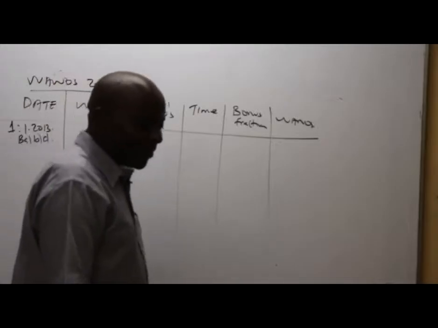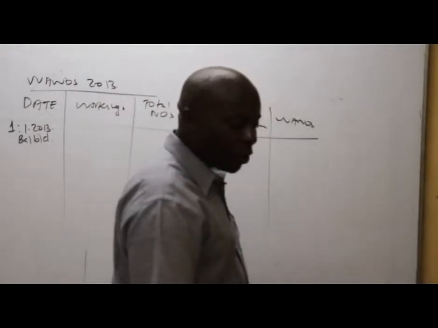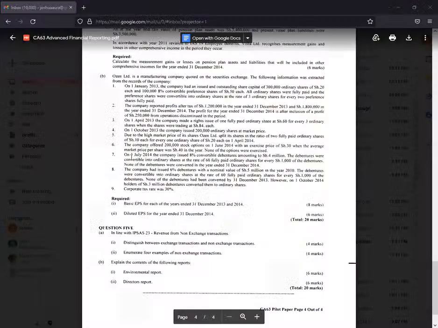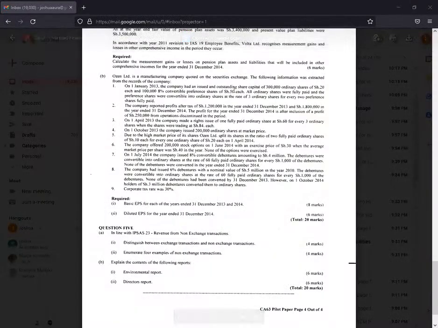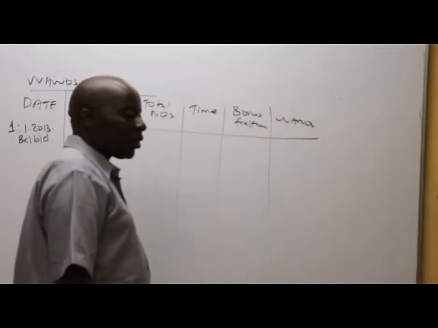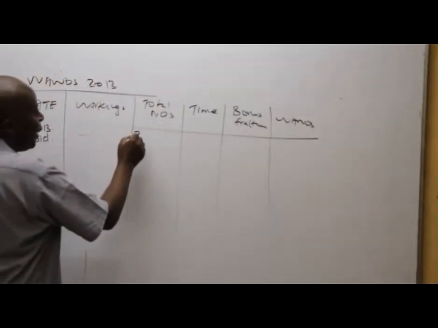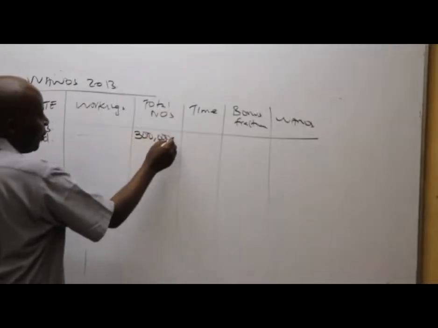300,000. Please don't bring preference shares here. Here we are only bringing one-offs. We are only bringing a number of ordinary shares. So in this case, on 1st of January, the company had issued an outstanding share capital of 300,000 ordinary shares. And please remember, we bring the number of ordinary shares. So in this case here, balance brought down, here is the working. So the total number that we began with was 300,000.